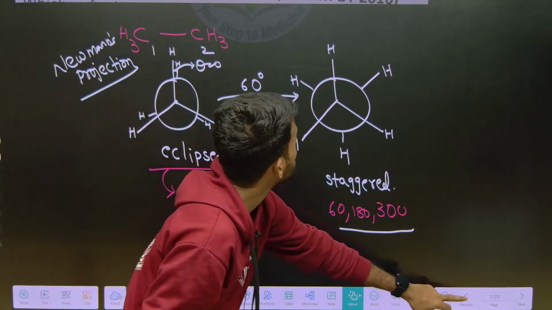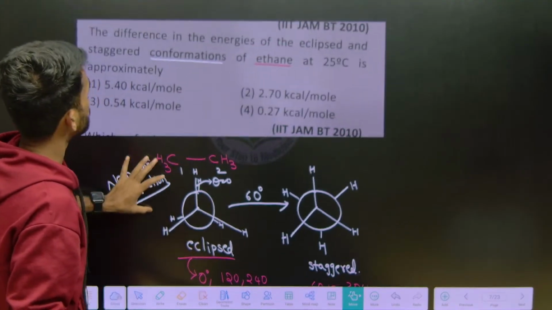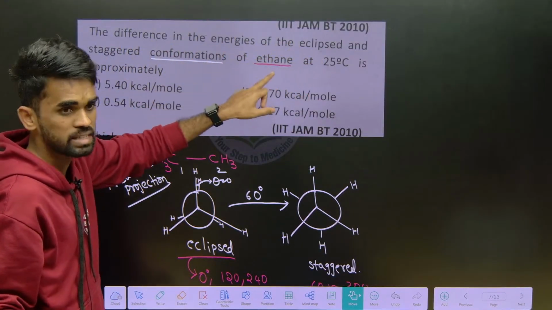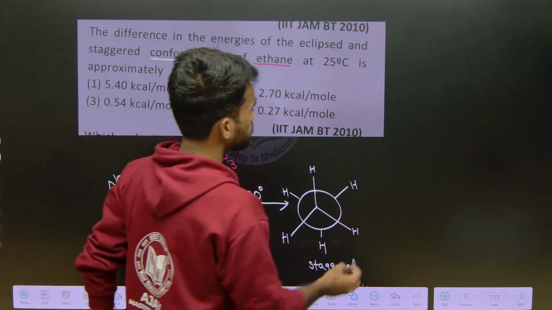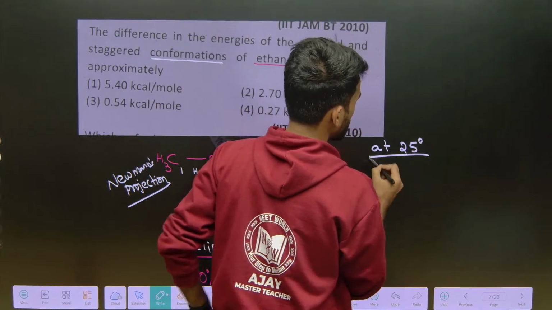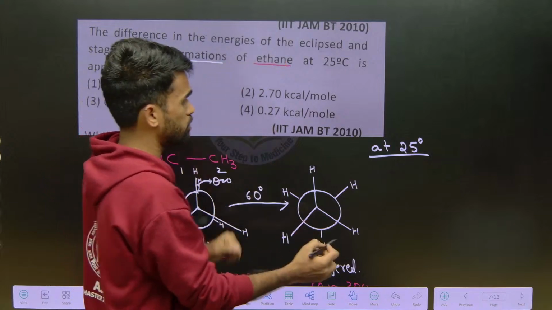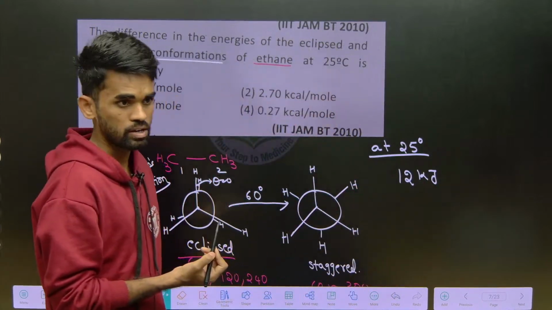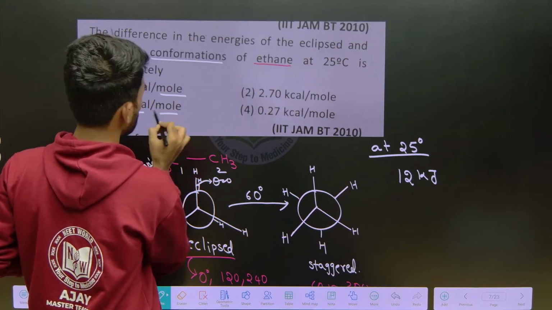Based on this concept, we have a question. They are asking about the energy difference between eclipsed and staggered conformation of ethane at 25 degrees Celsius. So remember, at 25 degrees Celsius, the energy difference between eclipsed conformation and staggered conformation is 12 kilojoules. How much? 12 kilojoules. Now they are asking for these values in terms of calories.